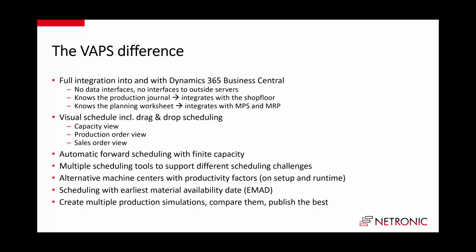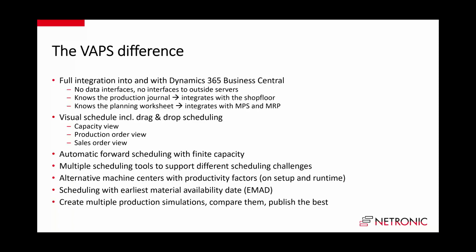We allow you to set up alternative machine centers with productivity factors, both on the setup and on the runtime. So you can say, okay, these two machines are allowed. I prefer machine one, but if it goes to machine two, it's still okay, but then I have to run the machine a little bit slower. So maybe we use this only if there is a lot of work scheduled to machine one and idle time on machine two.